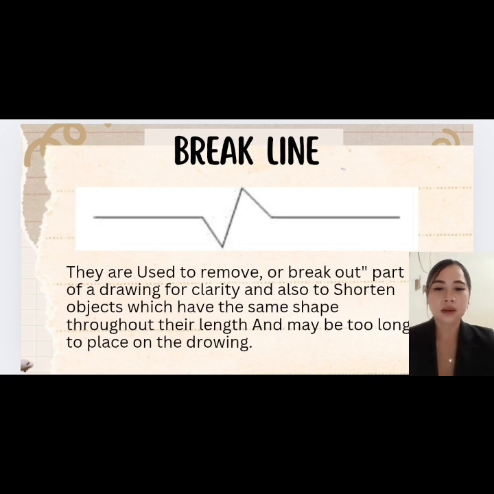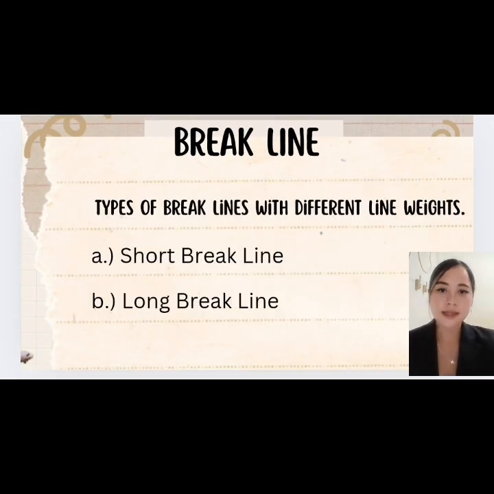There are objects like pipes, beams, or wires that are too long to fit on the drawing sheet. So instead of drawing the whole length, the middle part is broken with a zigzag or wavy line. So we have two types of break lines: short break line and long break line.